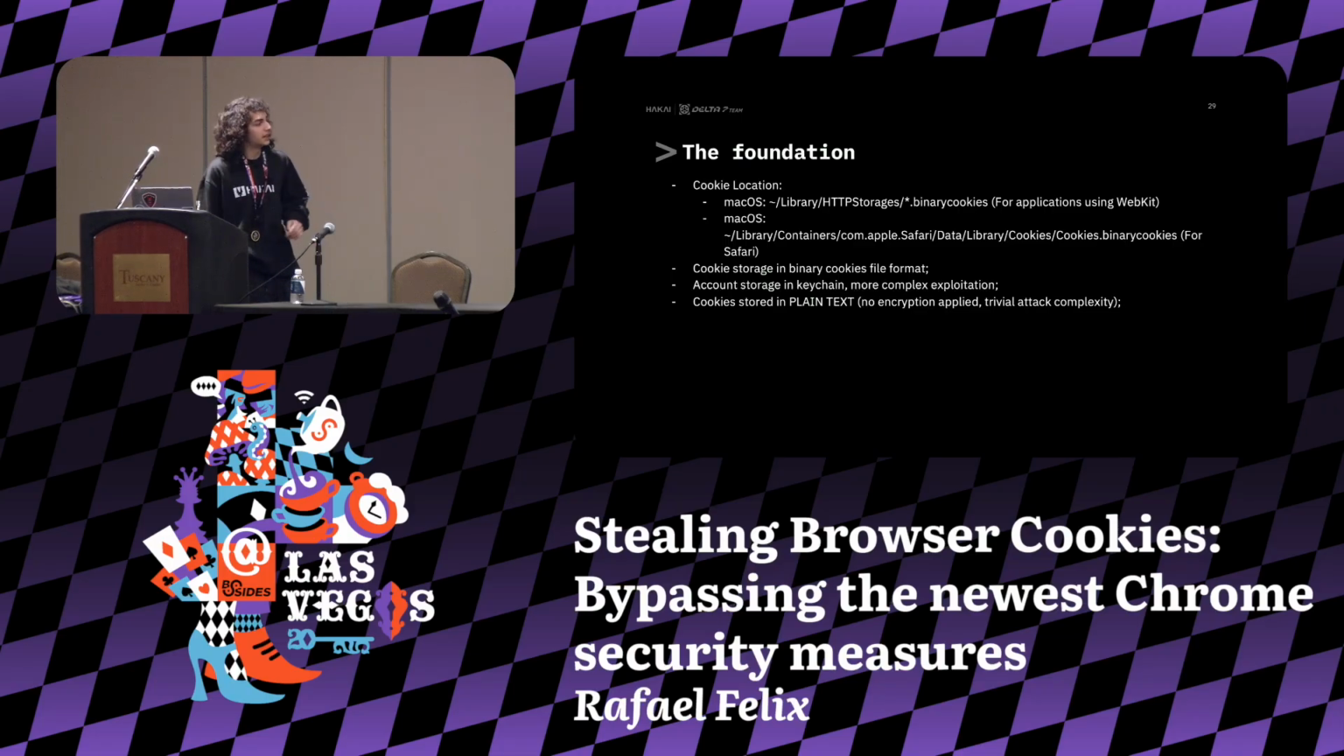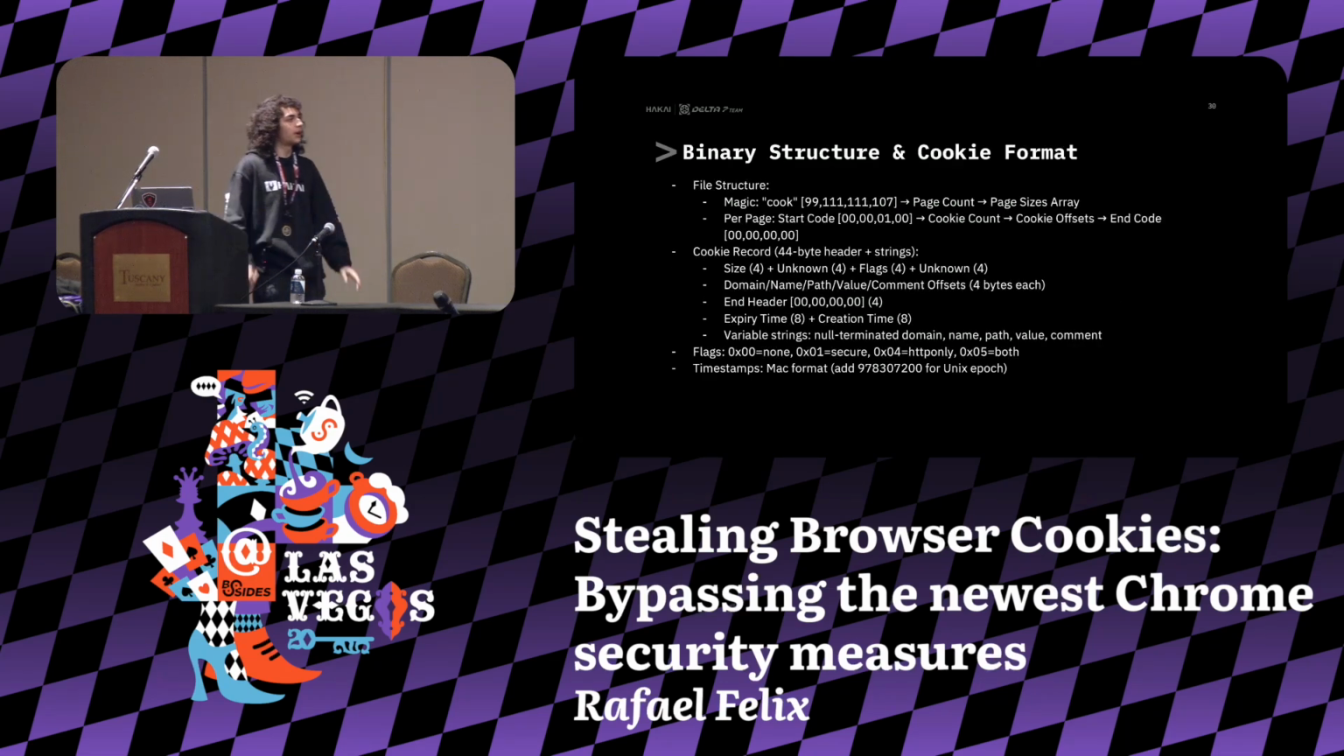The cookie storage is in binarycookies file format. Account storage is in keychain, more complex exploitation. Cookies are stored in plain text, no encryption applied. So yeah, it's just a binary format, a fancy format that you can parse and get the cookie data in plain text, no encryption applied. So yeah, we have the magic, which is cook for some reason, maybe because it's cookie, I don't know. Page count, page sizes array.